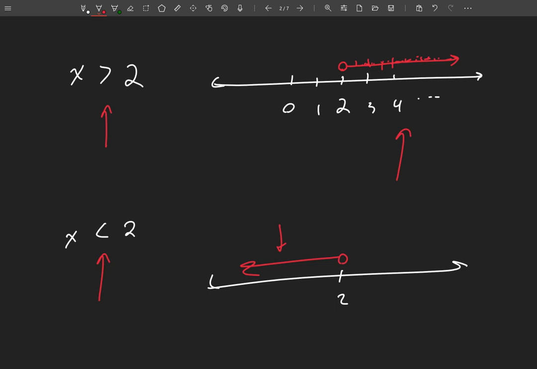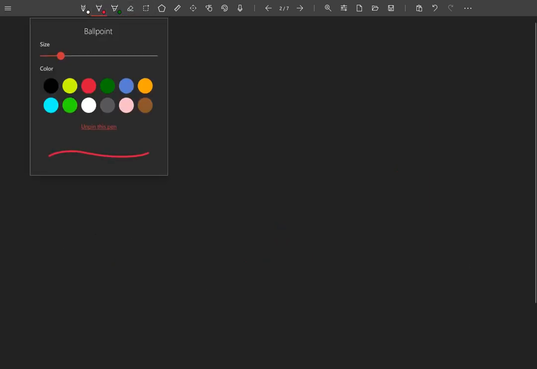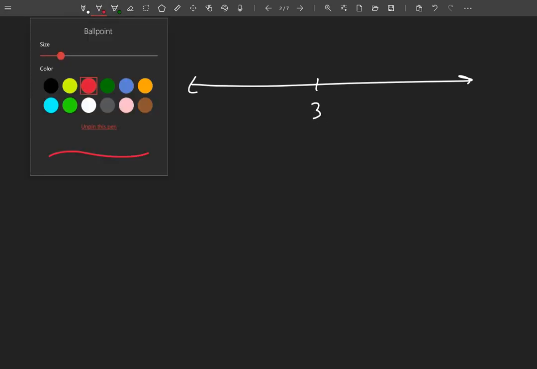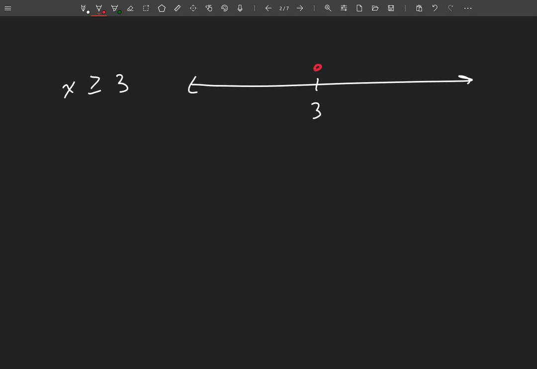Well, what if we wanted to include the number? Let's pick another number so we're not just always using 2. x is greater than or equal to 3. Now we want to talk about not just numbers bigger than 3, but we also want to talk about 3 also. So that's 3, 3.1, 3.25, 4, 67, all kinds of numbers. Everything bigger than 3, including 3. Well, we do the same thing, but this time we're going to close the dot in, right? And then we're going to put our arrow going that direction.